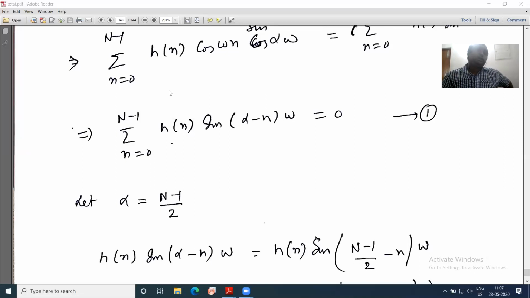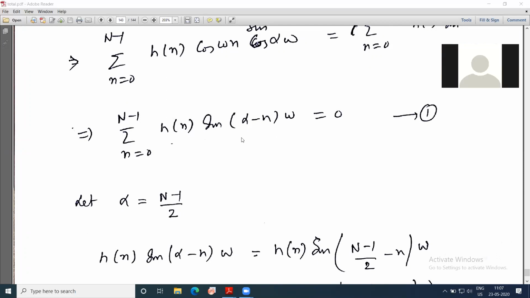Now if we observe the impulse response h(n), for n equal to 0 to N minus 1, this is not equal to 0. This particular h(n) cannot be 0. If this becomes 0, then there is no filter. So h(n) will not be 0. So I have to find some condition such that sin of (alpha minus n) is equal to 0.